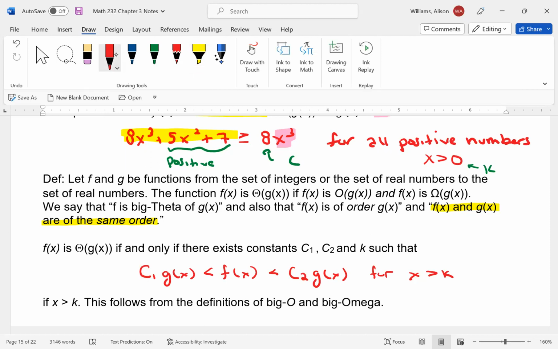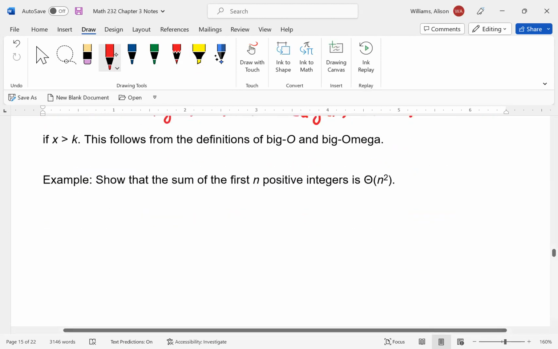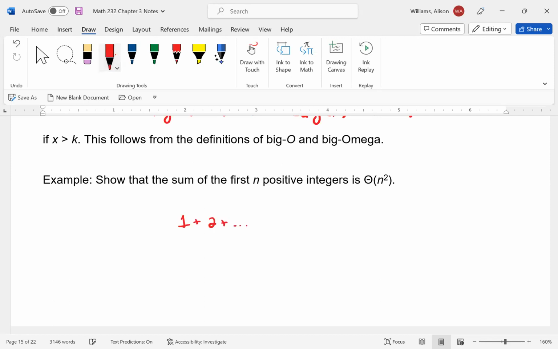Example to show this: show that the sum of the first n positive integers is big theta of n squared. So what we're trying to show is that if we add up the first integers, dot, dot, dot, down to n, it's going to be trapped by some multiple times n squared above and some multiple times n squared below. So both sides. That's what we're going to try to find. I'm going to deal with k in just a minute, but let's first deal with the one-sided.